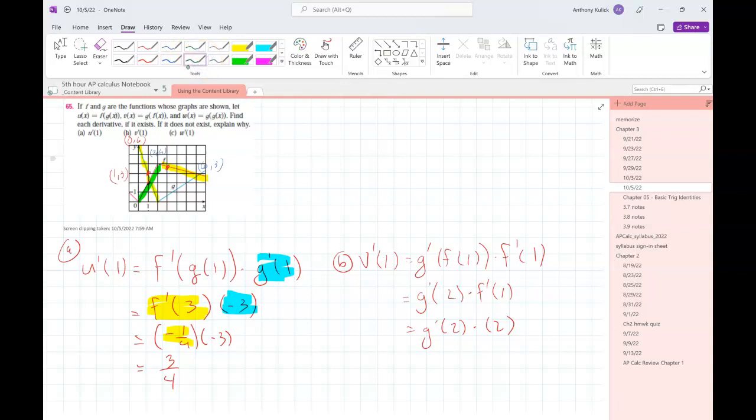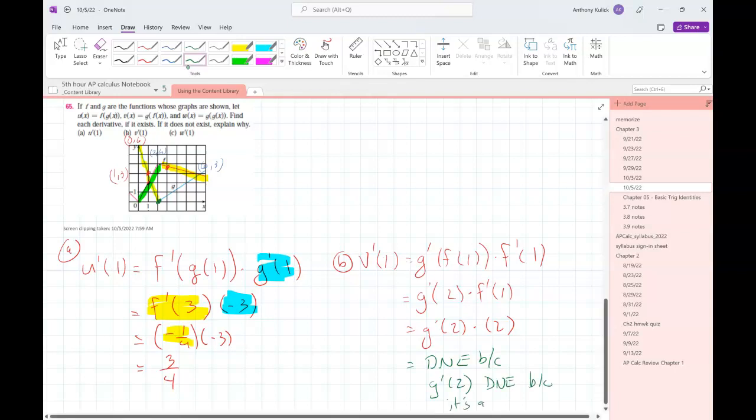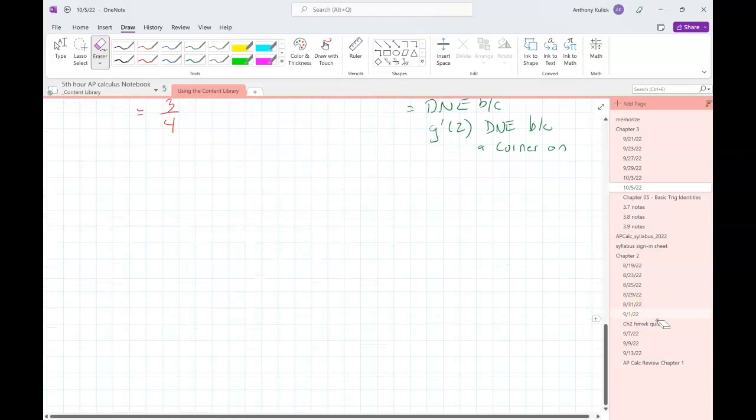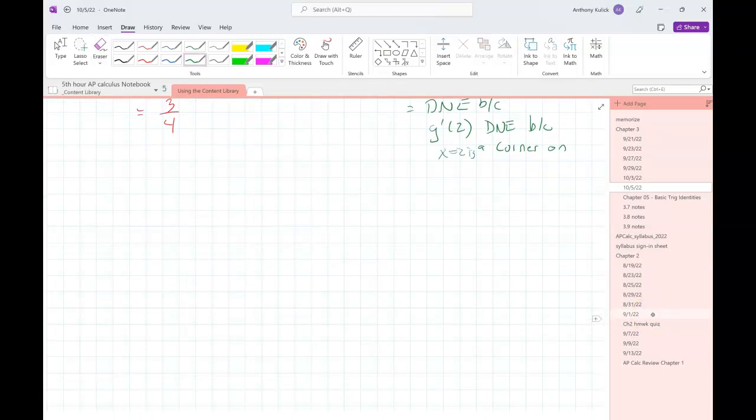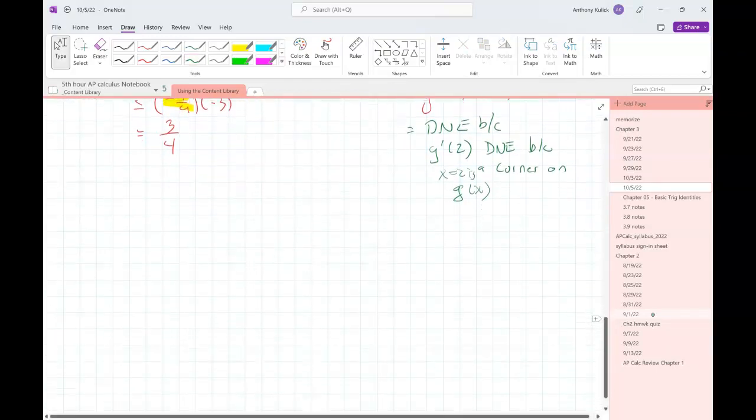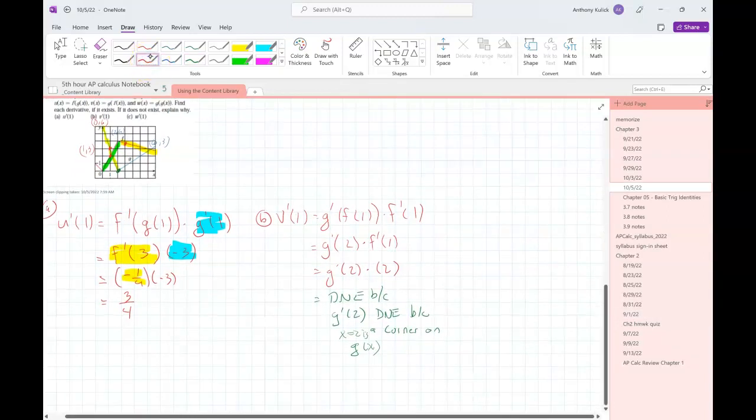And then g prime of 2 is going to be the slope at that point. Uh-oh. What's the derivative at that point? Doesn't exist. Why? It's a corner. Is that looking good?